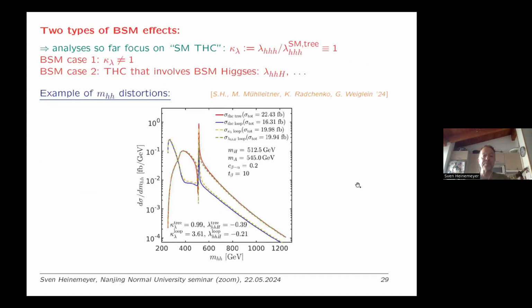Now, as I told you, there are these 2 BSM physics cases: either kappa lambda is not equal to 1, and we have additional BSM triple Higgs couplings. And I'll show these 2 effects in one plot that we put out recently, where we now look at the quantity that will actually be analyzed at the LHC or high luminosity LHC, and this is the MHH distribution, the invariant mass distribution of the di-Higgs pair.